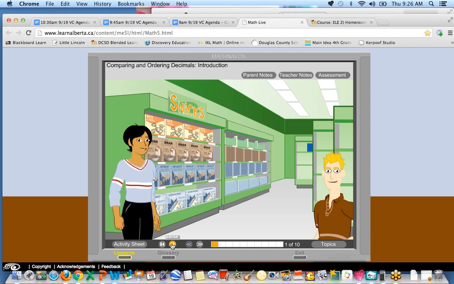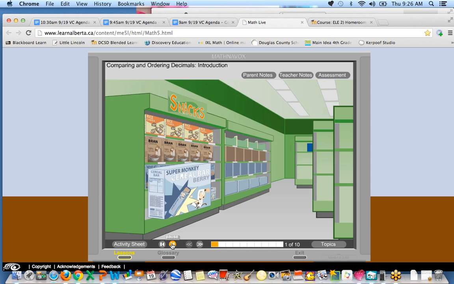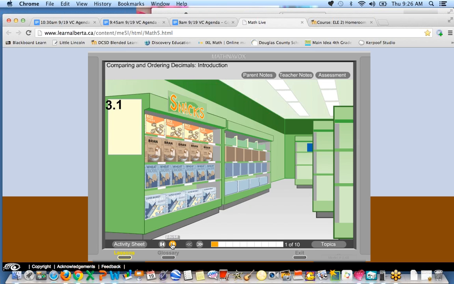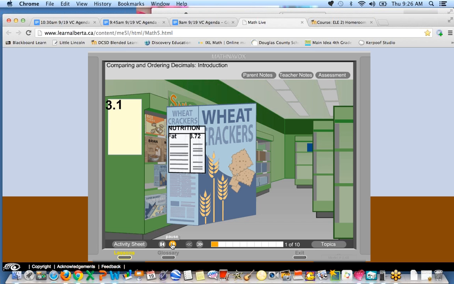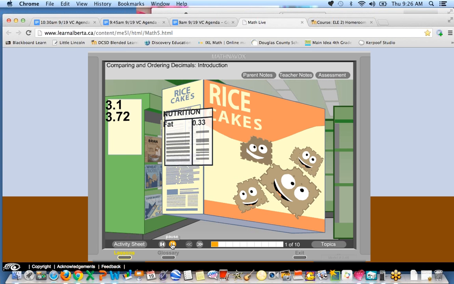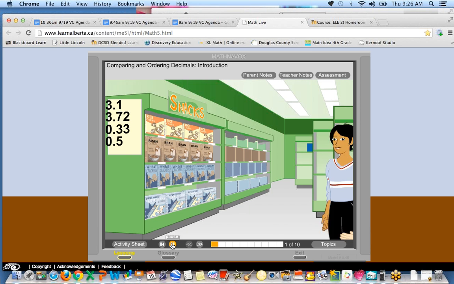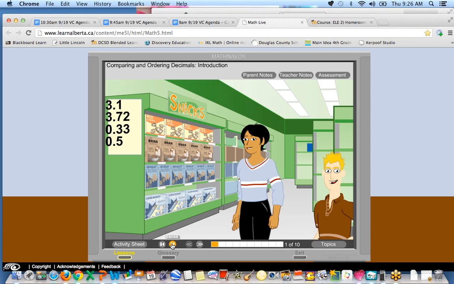We should first check how much fat is in each serving. Then we should choose the item with the least amount of fat per serving. No kidding. The cereal bars only have 3.1 grams of fat per serving. The wheat crackers have 3.72 grams of fat per serving. The rice cakes have 0.33 grams of fat per serving. And the bran cereal had 0.5 grams of fat per serving. Now we have to compare each of these numbers to decide which is the smallest and which is the largest. Then we will know which item has the least amount of fat per serving. Before we can do that, we have to make sure we know how to compare and order decimal numbers.